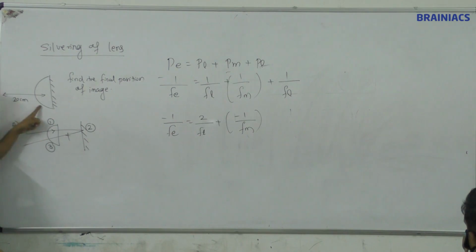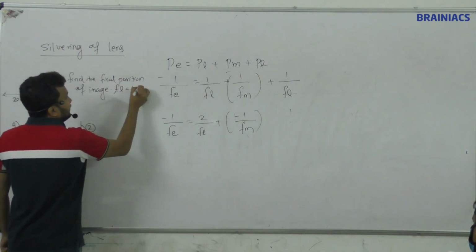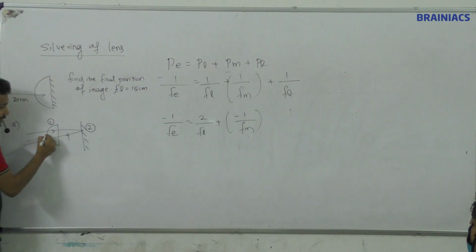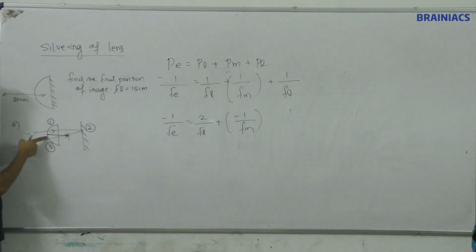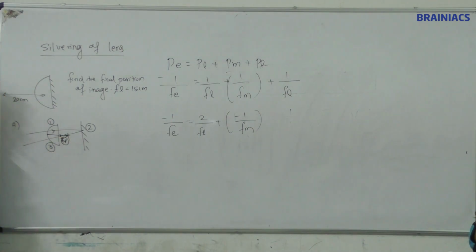FL is the focal length of the lens. FL is given in the question: FL equals 15 centimeters. Now we have to decide whether it is positive or negative. FL is actually the focus of this lens. This is a plane surface, so it has no focus. Only this surface will have a radius of curvature, and its half is equal to the focus. So the focus is positive. Anyway, it is plano convex, so plane has no focus, and convex has positive focal length.